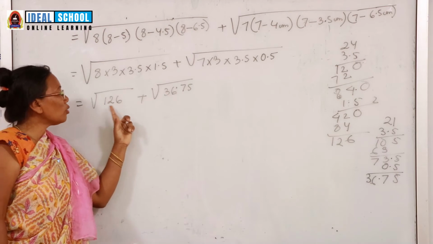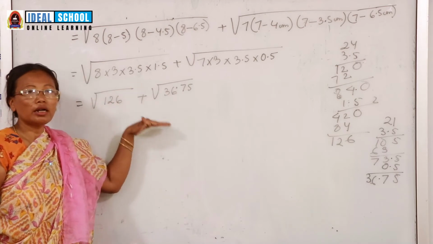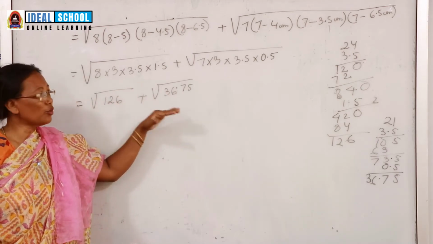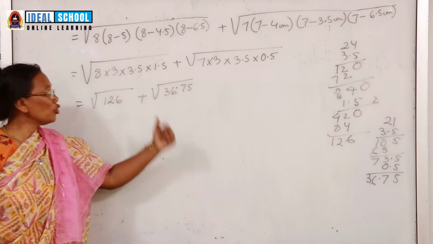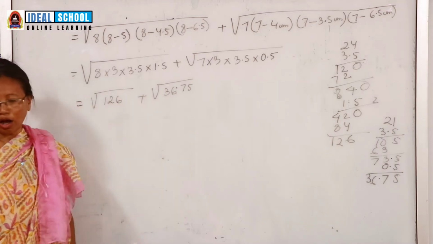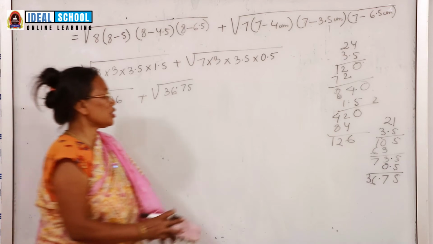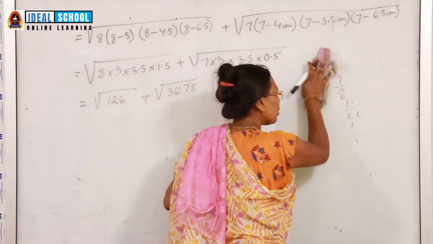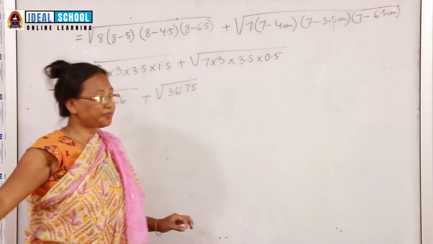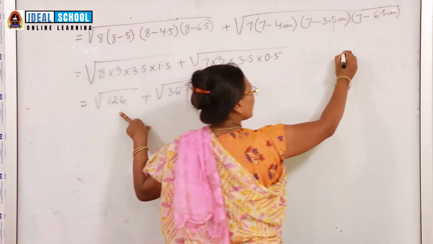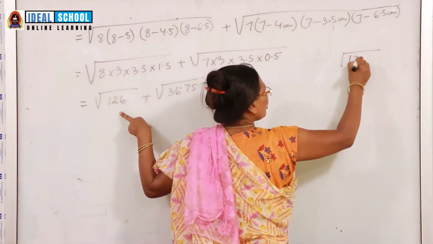Here we will not be able to add directly. Why? Both numbers are under the root. That's why firstly we are going to find the square root of this. How do we find it? Let me test you again. Already you learned about this in class 8, by the division method. Here 126.